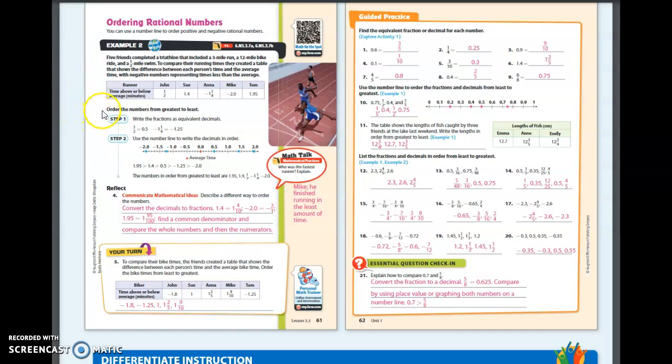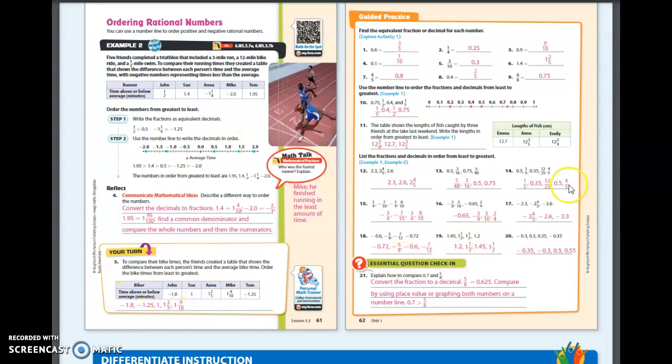And the example here shows us to order the numbers from greatest to least, and then has us reflecting. Describe a different way to order the numbers. This is one of many answers that you could have had. In the your turn section, it says compare their bike times. The friends created a table that shows the differences between each person's time and the average bike time. Order the bike times from least to greatest.